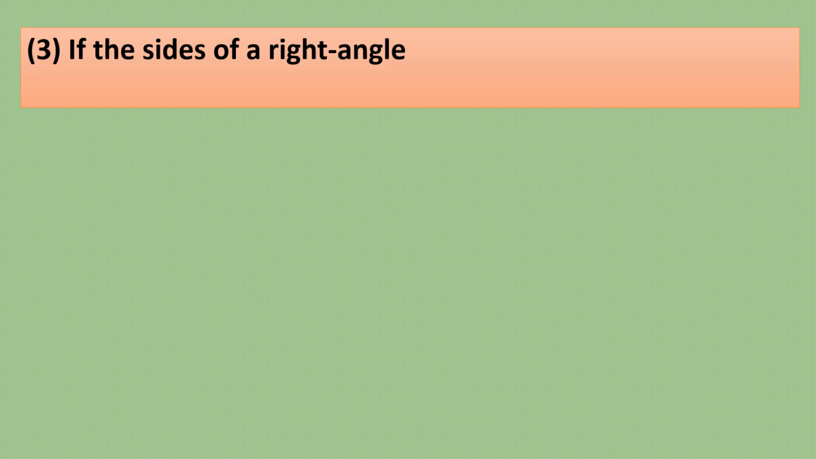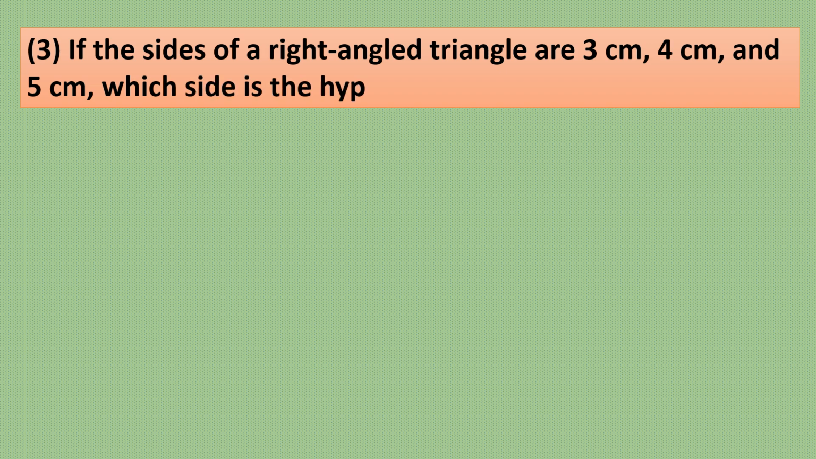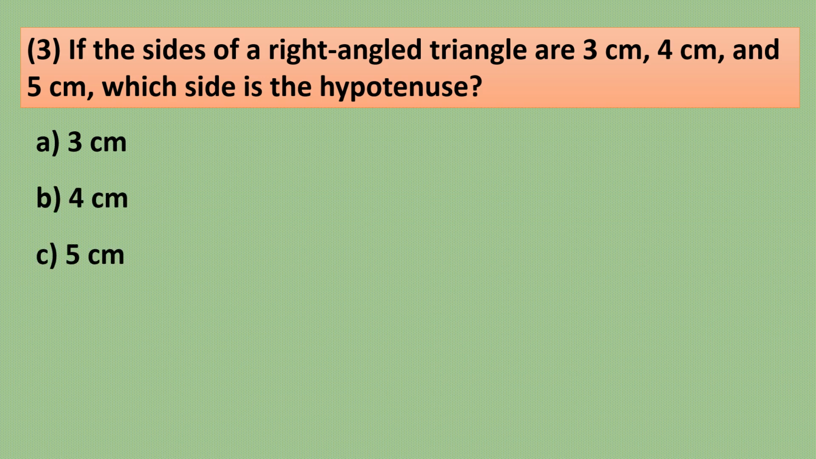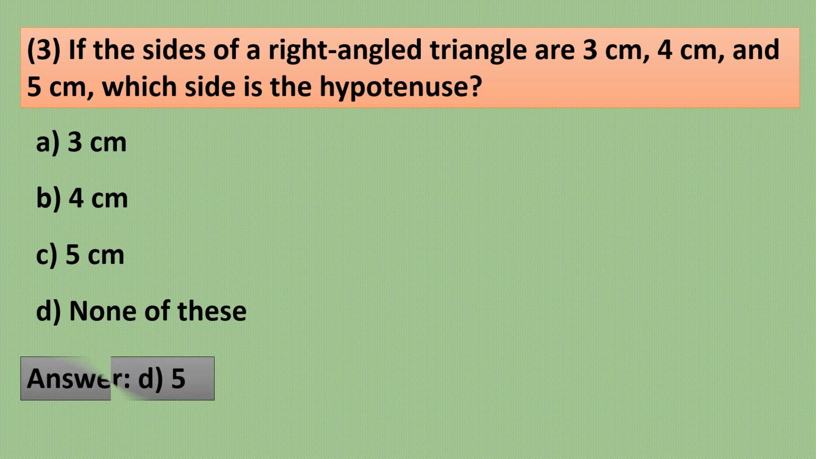Question number 3 is: If the sides of a right angle triangle are 3 centimeter, 4 centimeter, and 5 centimeter, which side is called the hypotenuse? A. 3 centimeter, B. 4 centimeter, C. 5 centimeter, and D. None of these. And the answer is C. 5 centimeter.